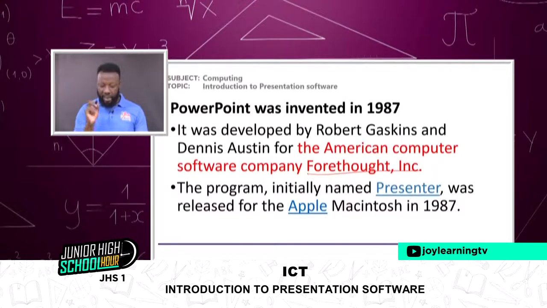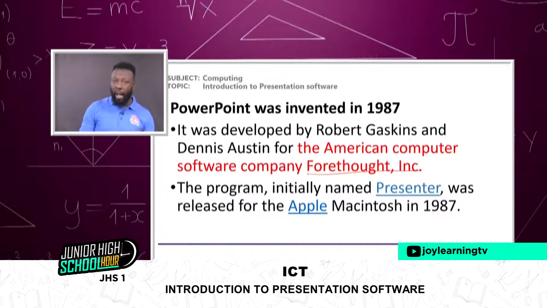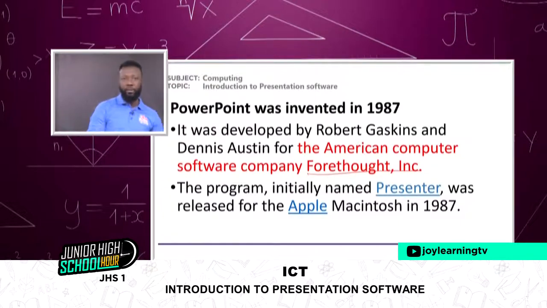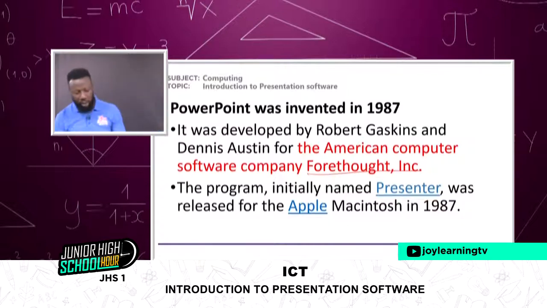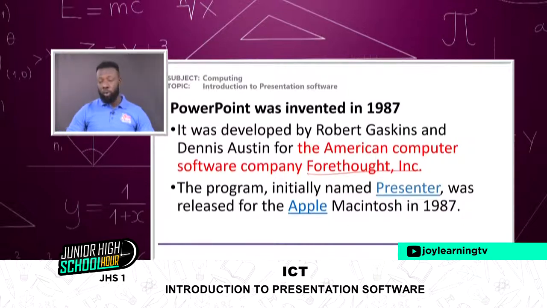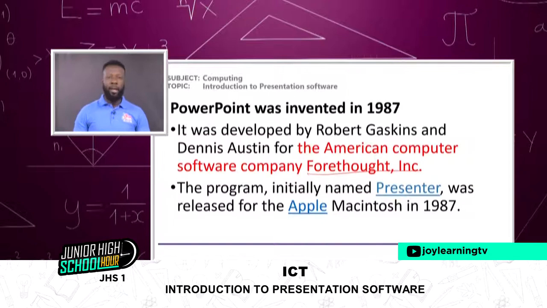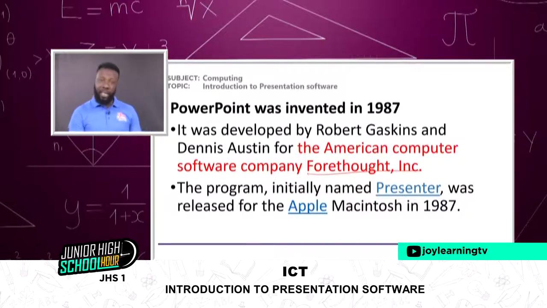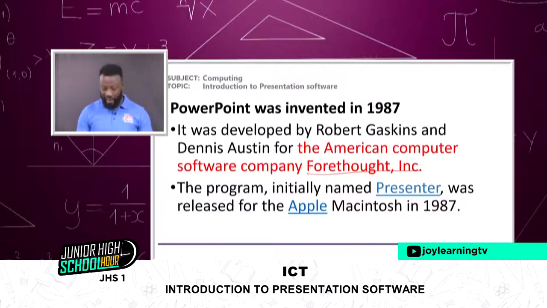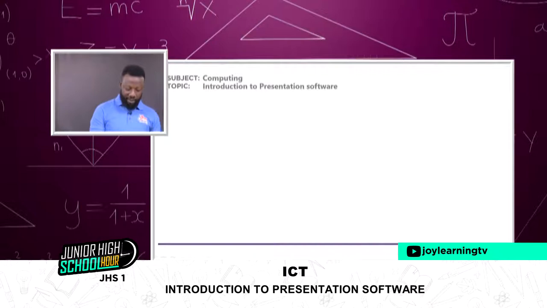The program, initially named Presenter, was released for what? Apple. So it was formerly called what? Presenter. And it was given to what? Apple. It was released for the Apple Macintosh in 1987. So we can say that the first presentation software for a computer, which more or less forms the basis of what we have now, was what? The Presenter, which was released for what? Apple Macintosh in 1987.